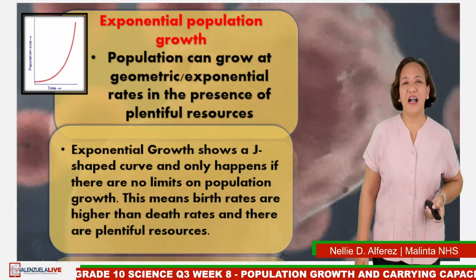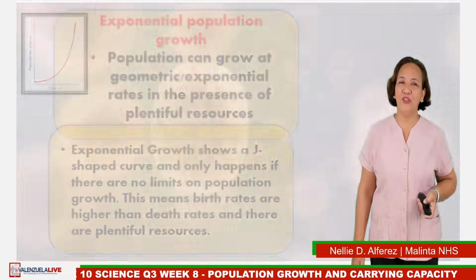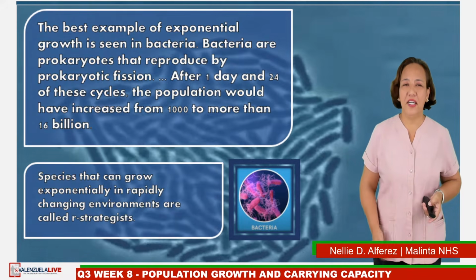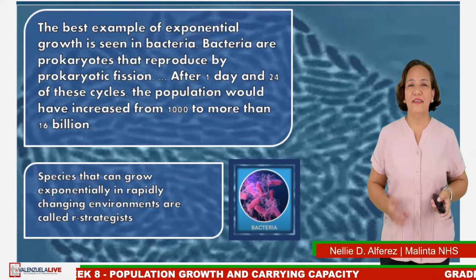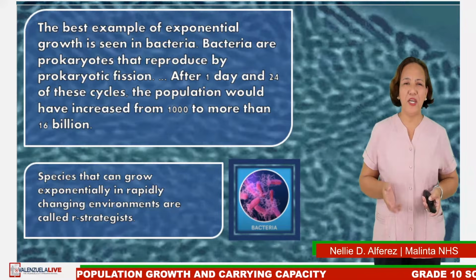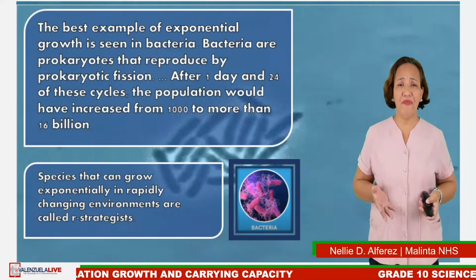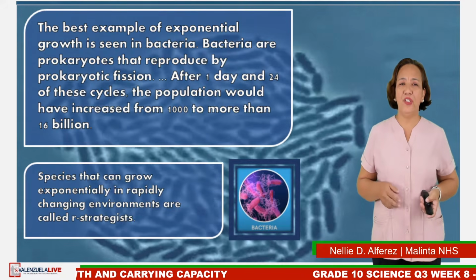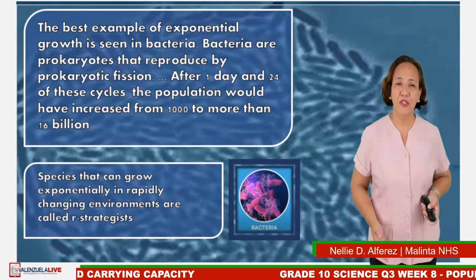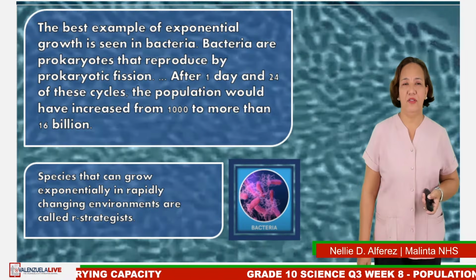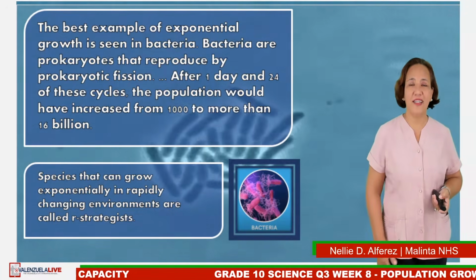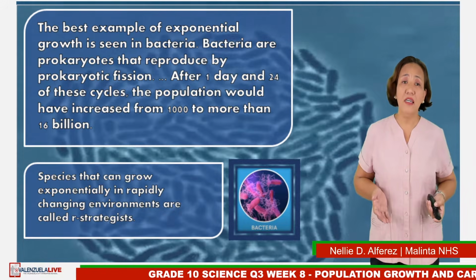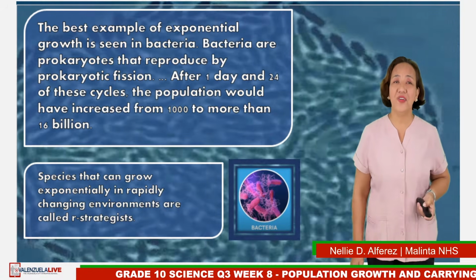The best example of exponential growth is seen in bacteria. Bacteria are prokaryotes that reproduce by prokaryotic fission, so that after 1 day, or 24 cycles, the population would increase from 1,000 to more than 16 billion. A species that can grow exponentially in a rapidly changing environment is called an r-strategist.